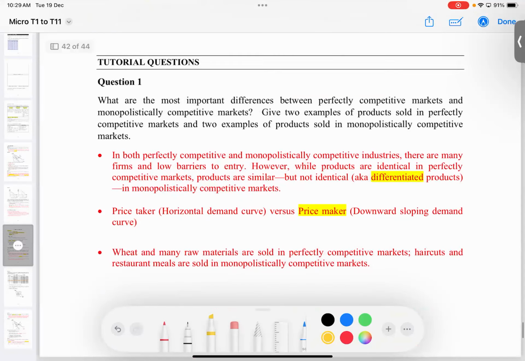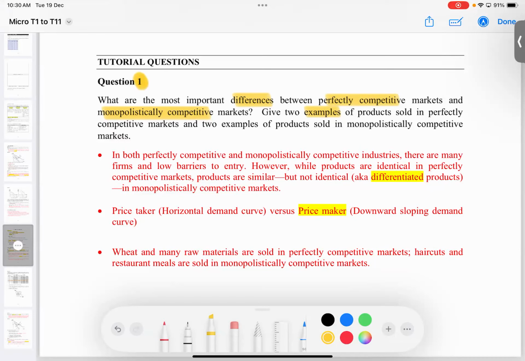Now, this is the kind of question that I say is quite important because it's a theory question. For this one, they ask you to do a comparison. Very often in your exam, they might ask you to do a comparison between two different market structures. For example, this one is about perfect competition and monopolistic competition, which they came out with before as well. So what are the most important differences between perfect competition and monopolistic competition? Give two examples of products sold. So they ask you to give examples of products sold in perfect competition and examples sold in monopolistic competition. This kind of question is quite popular in your exam. They might rephrase the question differently.